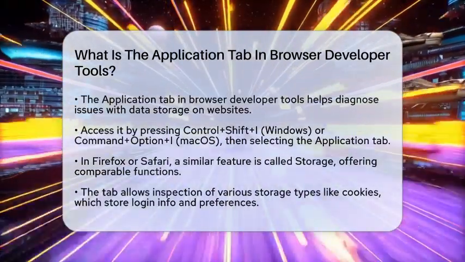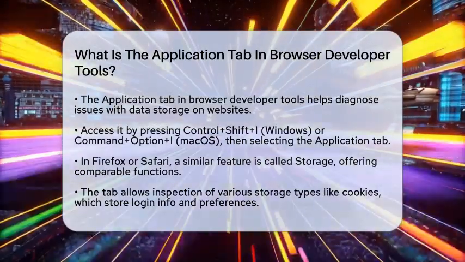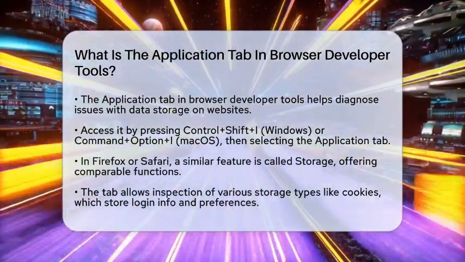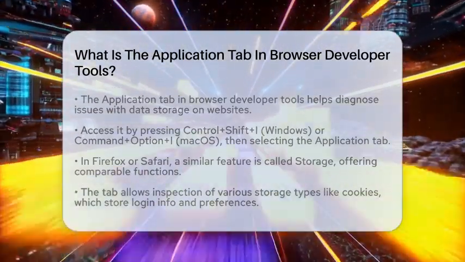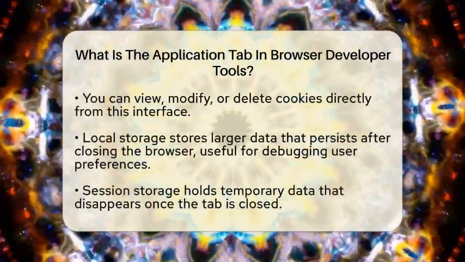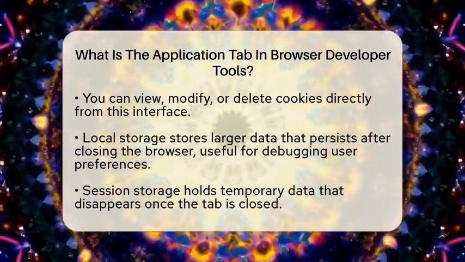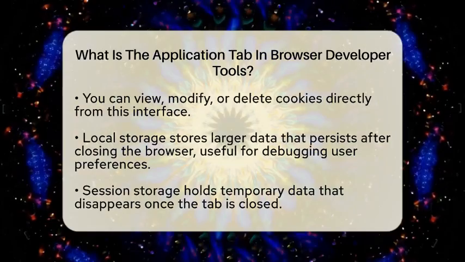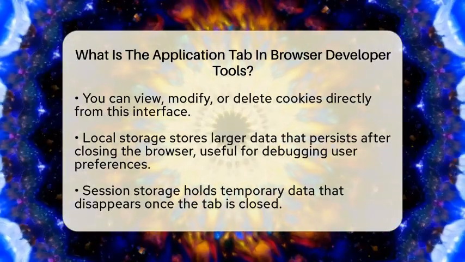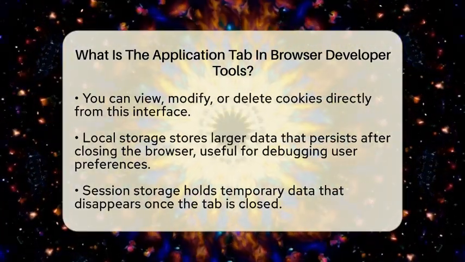The Application tab lets you inspect different types of storage that websites use to keep data. For example, cookies are tiny files stored by websites to remember your login status, preferences, or what's in your shopping cart. You can view, change, or delete cookies directly from this tab, which is helpful when testing login flows or session issues. Local storage is another feature you can explore.